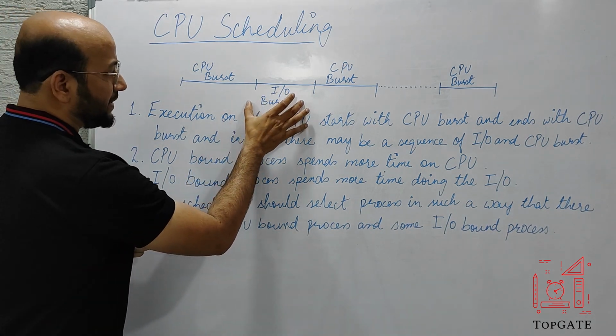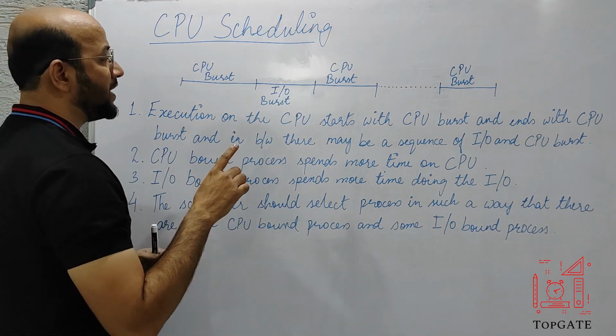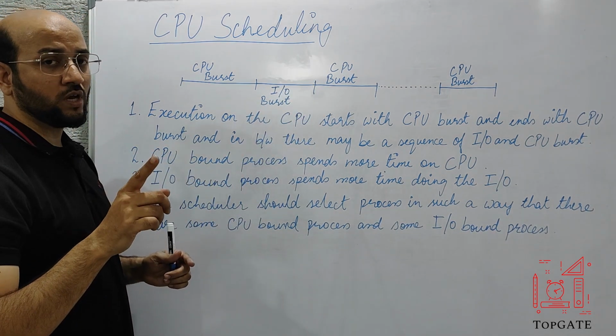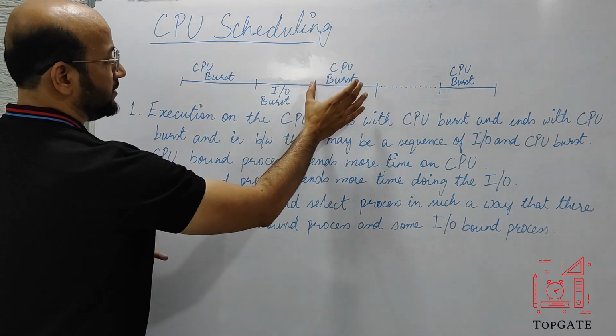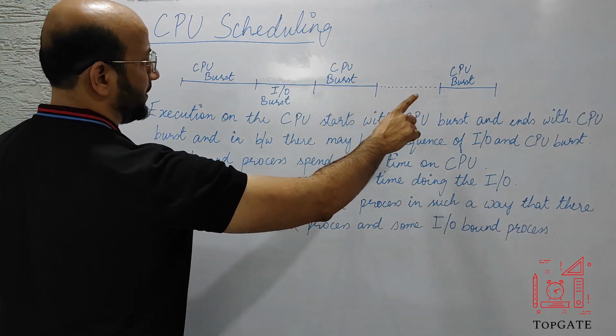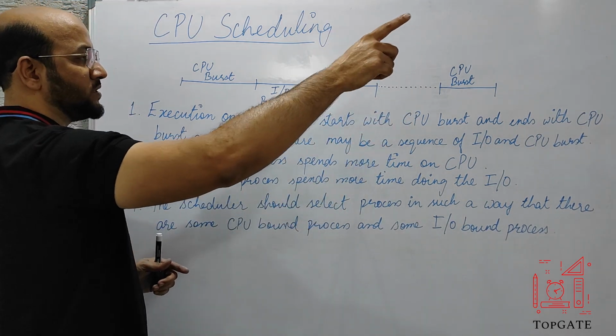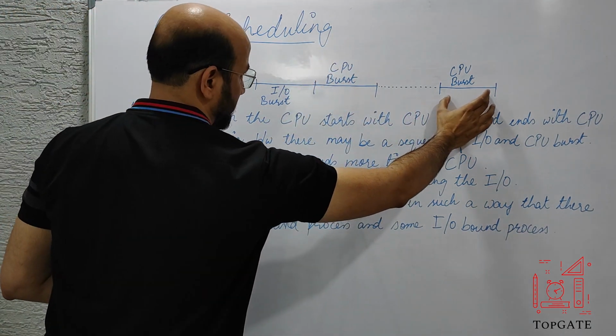Now after completing its work on the input output, it again goes to the ready state, and from the ready state it again goes to the CPU where it completes its work. Then there is a CPU burst. Now from the CPU burst it again goes to the input output burst, then again to the CPU burst, again to the IO burst, and finally it completes its work on the CPU burst.